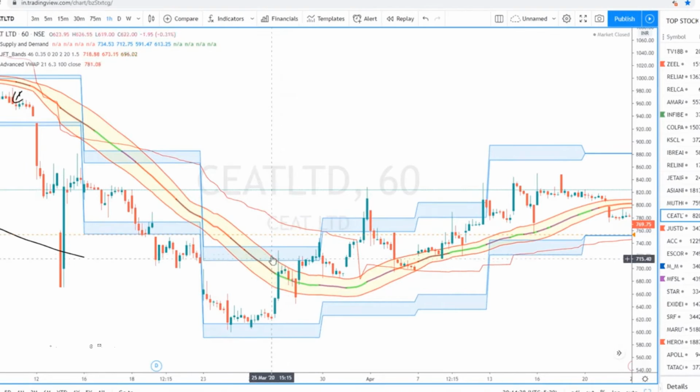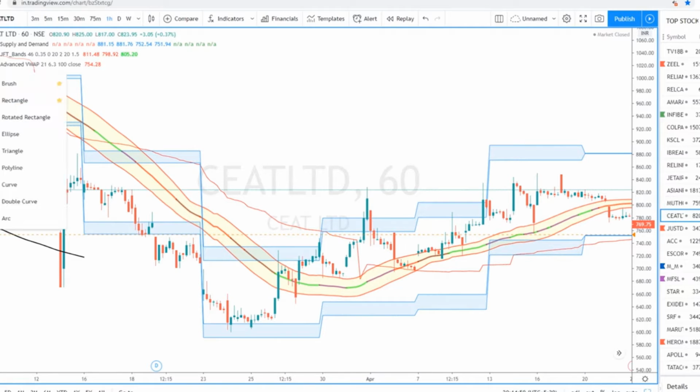For the long setup, the first rule is the advanced VWAP must come down, which means it is confirmed. Right now I would not go long here because the weekly zone is very nearby. Here I would have definitely gone long.